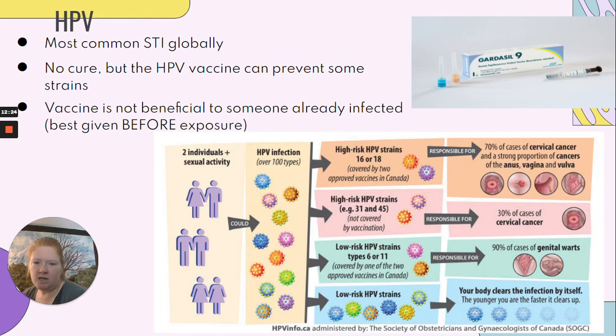There's over 100 types of HPV. Only a few are high risk. Most of them, if we are infected with HPV, just get better, and we don't even know we are infected. That's what happened to me. So I'll tell a story about myself.